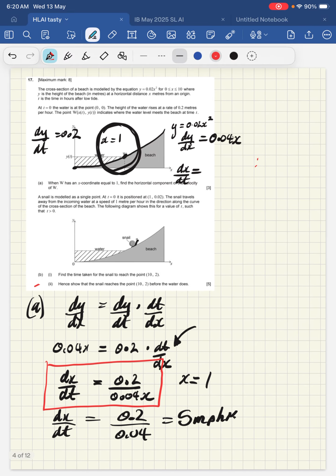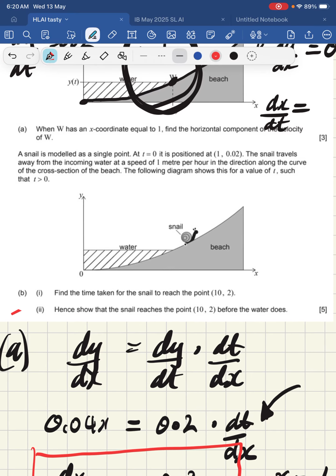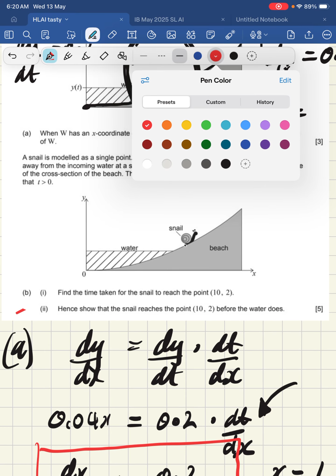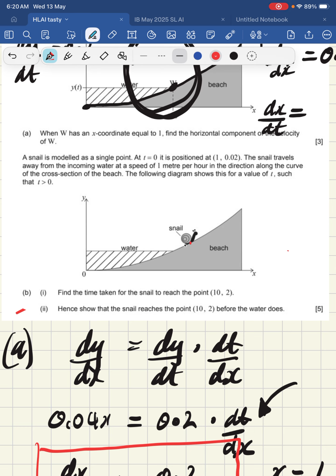Now then, B part 1. So let's have a little look here. This tells us that the snail is at a particular position, and it says it's at (1, 0.02) at time t equals 0. So the water is here at time t equals 0, and the snail is here. Okay? And so it's obviously a snail against the water kind of competition. Let's see if we can unpack this. It tells us the speed of the snail, which is kind of velocity, right? Now speed is tangential, so it says it's in the direction along the curve.